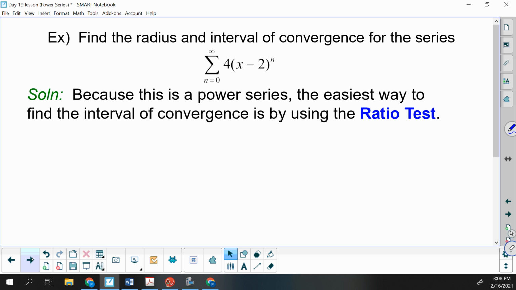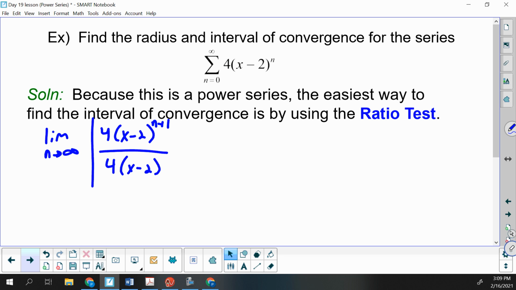We will always use the ratio test to find that interval of convergence. Remember, ratio test, we do limit as n approaches infinity of next term divided by current term. So we're going to do limit n approaches infinity, absolute value. Our next term would be 4 times (x minus 2) to the n plus 1 divided by our current term of 4 times (x minus 2) to the n. Well, this is going to be limit as n approaches infinity. If we neaten up, the 4's divide out. All but one x minus 2 will divide out. As n goes to infinity, that doesn't involve any n's there, so this is just absolute value of x minus 2.